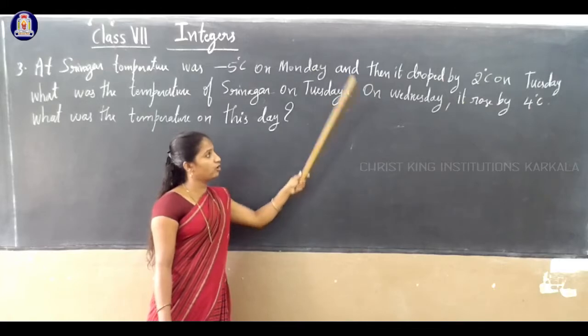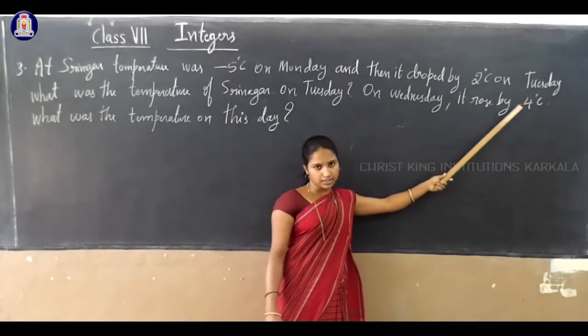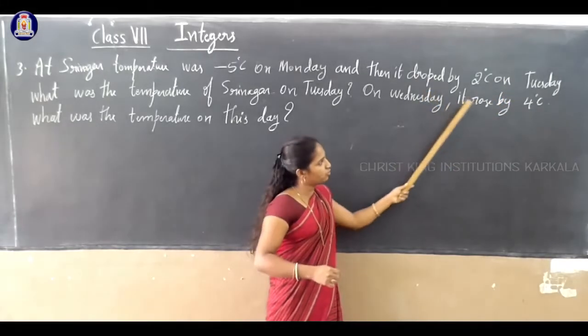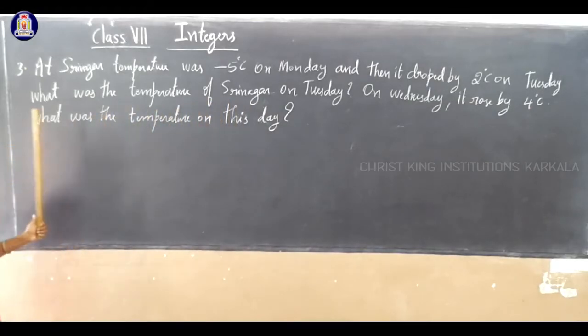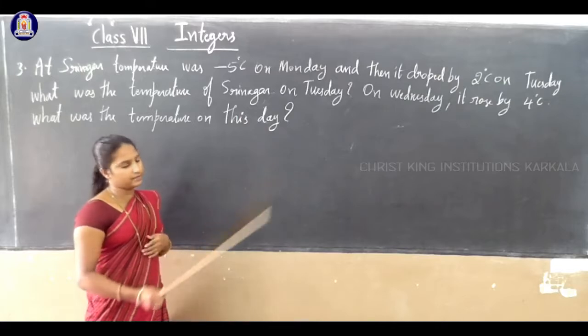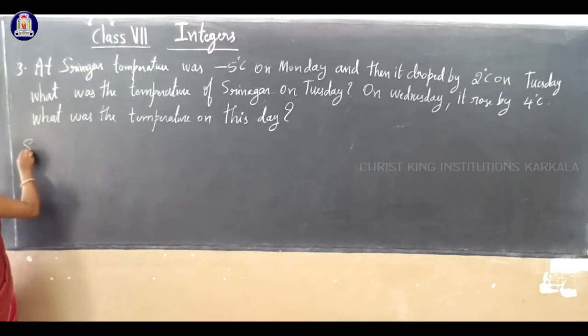So one more question. On Wednesday, what happened? It rose by 4 degrees Celsius. Temperature rose means increasing. Clear? The question is, what was the temperature on this day? Clear? So now you have to apply the solution.